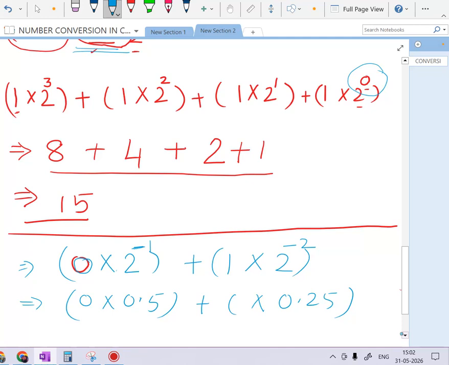Now here, if you solve it, you are going to get 0 only. And here what we are going to get is 0.25. Then finally you got the answer, so the final answer is 0.25. What you have to do is simple: after solving this, you add here. So what will it become? This one. This is the way you have to solve it.